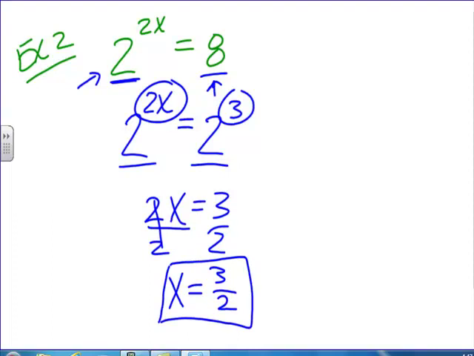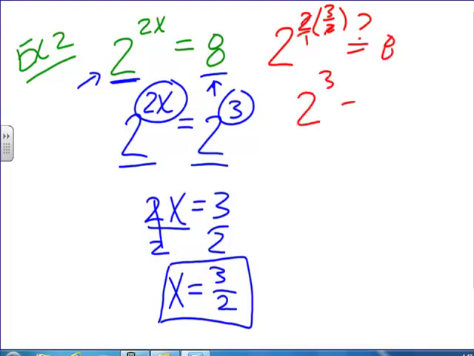And I think if you come back up here to check this, you'll see that to be the case, because if I take 2 to the 2 times 3/2 and I ask does that equal 8, well, 2 over 1 times 3 over 2, these guys cancel, so I get 2 to the third power. Does that equal 8? And sure enough, 8 does equal 8. Okay, example 3.